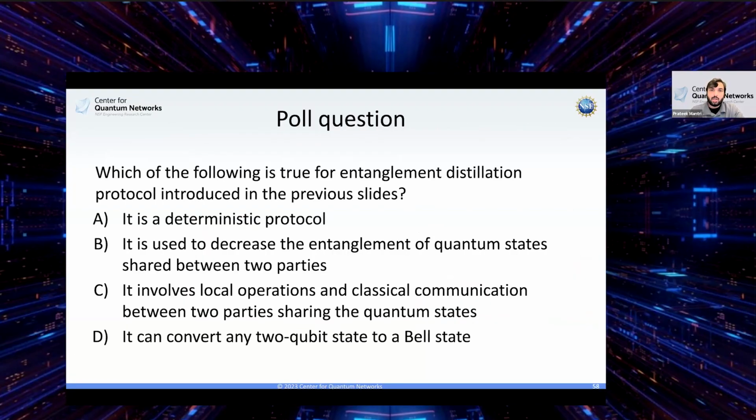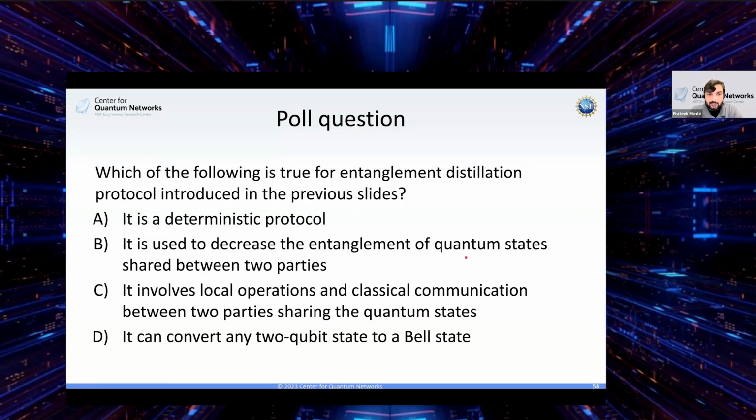All right. A quick poll question based on this. Which of the following is true for the entanglement distillation protocol that we introduced in the previous slides? A, it is a deterministic protocol. B, it is used to decrease the entanglement of quantum states shared between two parties. C, it involves local operations and classical communication between two parties sharing the quantum states. D, it can convert any two qubit state to a Bell state.